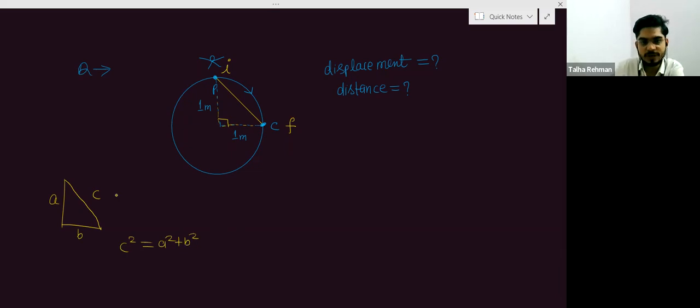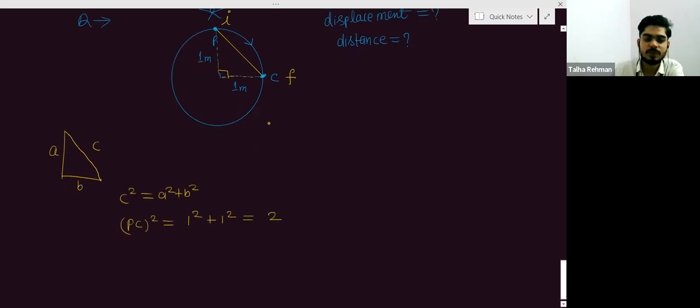So now put the values, this distance you have to find. What is your C square in this triangle? PC square. And A square, you will take 1 square. B square you will take 1 square. So 1 square means 1. 1 plus 1 is equal to 2. So finally PC is under root 2. So what is PC? PC is your displacement.